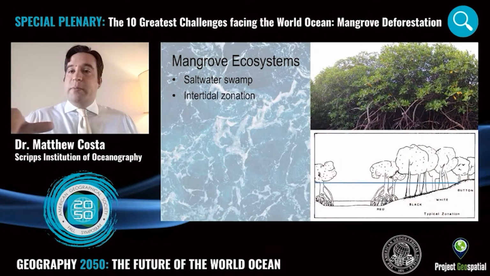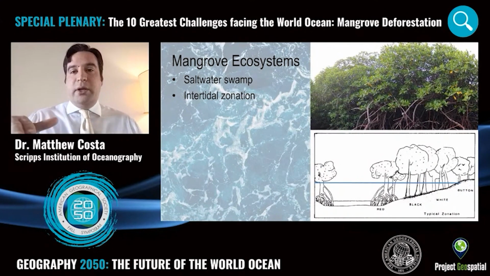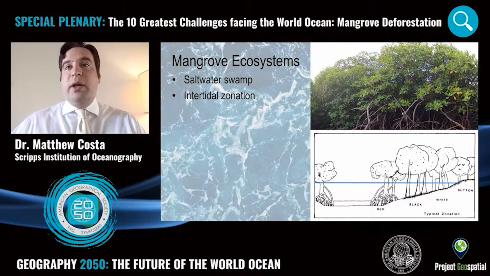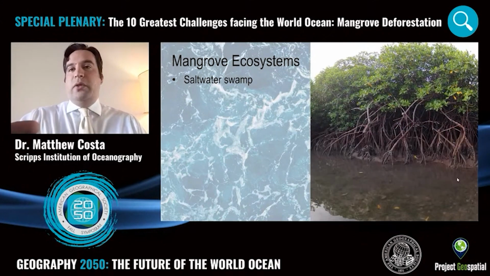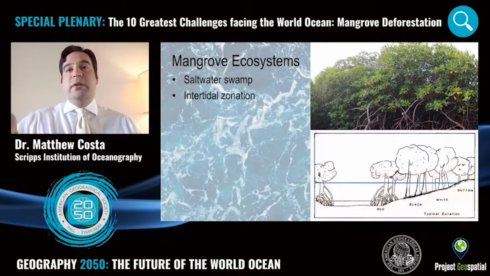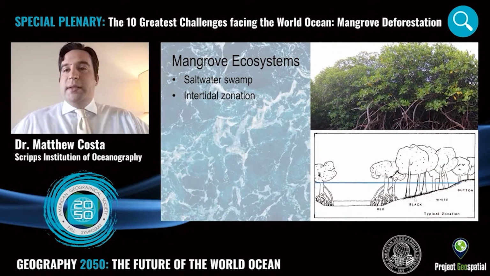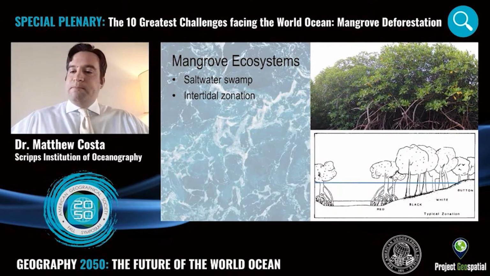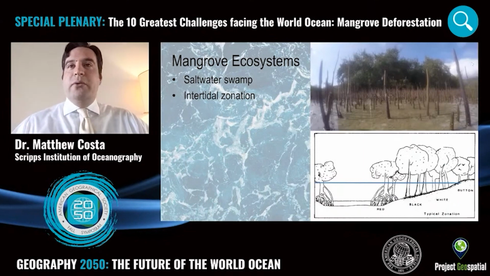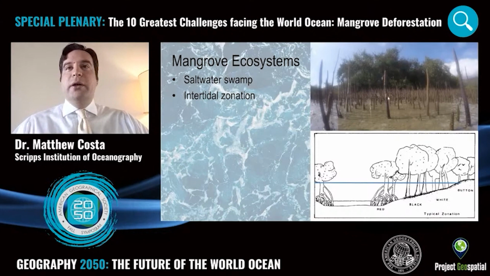The different mangrove species are found in different, what we call intertidal zones, so different locations in the intertidal zone. The red mangroves, as you can see here, with their prop roots, live in the low intertidal, closer to the ocean, whereas other species live higher up in the intertidal zone, such as the black mangrove, whose above ground root structure is called pneumatophores. You can see here, these are found higher up in the intertidal zone.